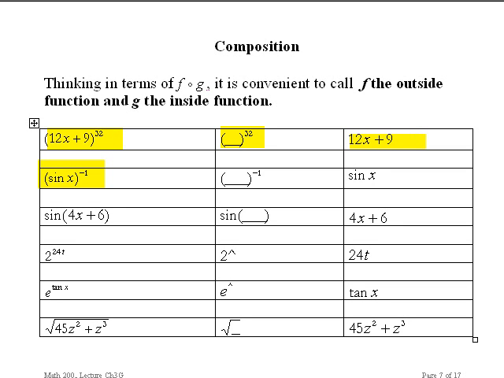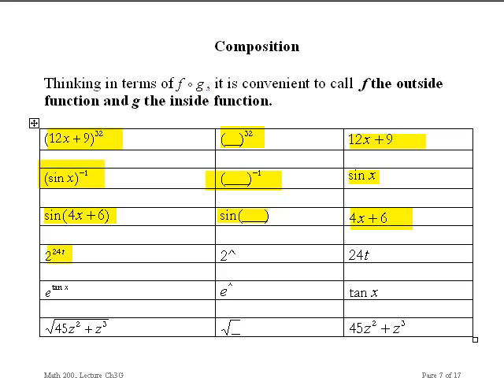Here we have sine x raised to the minus 1. The outside function is something raised to the minus 1. The inside function is sine of x. Now I've got sine of 4x plus 6. The outside function is sine. The inside function is 4x plus 6.